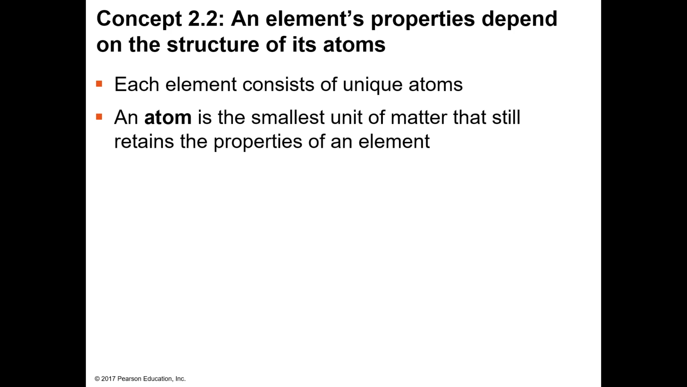An element's properties depend on the structure of its atoms. Each element consists of unique atoms. An atom is the smallest unit of matter that still retains the properties of an element. Can you break an atom down into smaller parts? Yes, but at that point, you no longer have that property of an element any longer. You start having individual properties of those subatomic particles, as they're called.